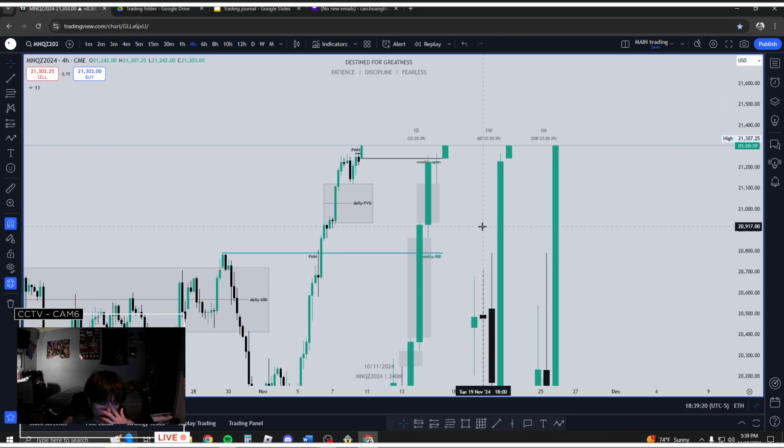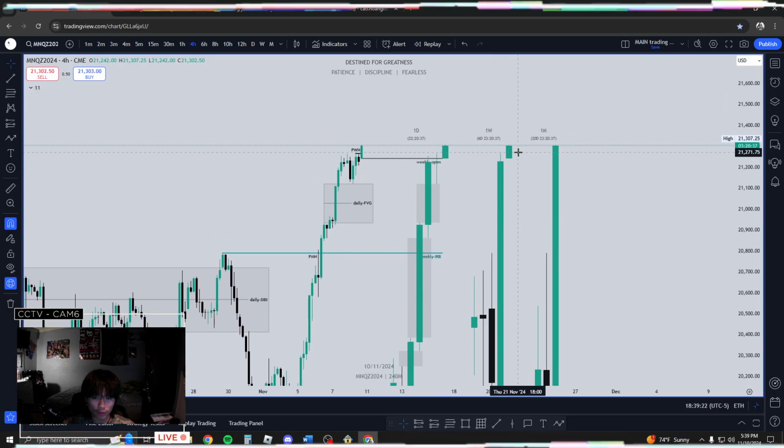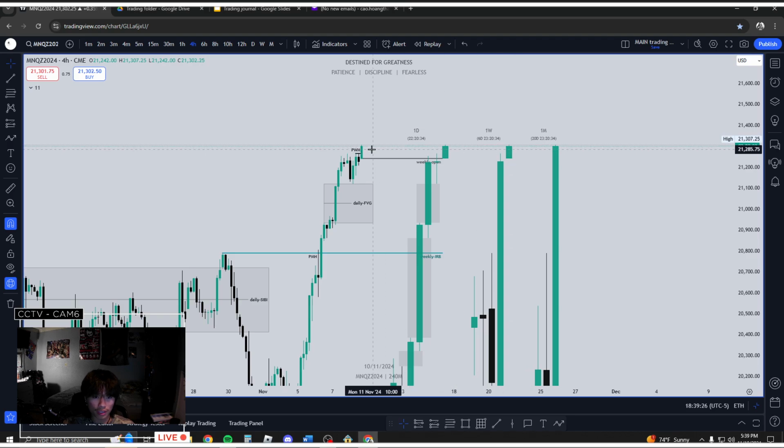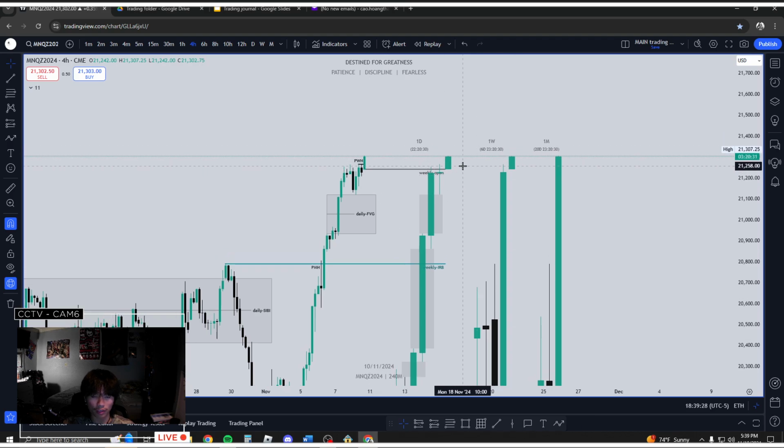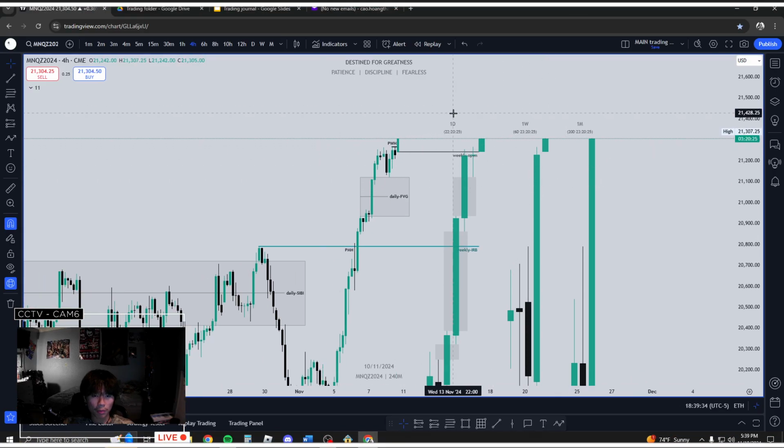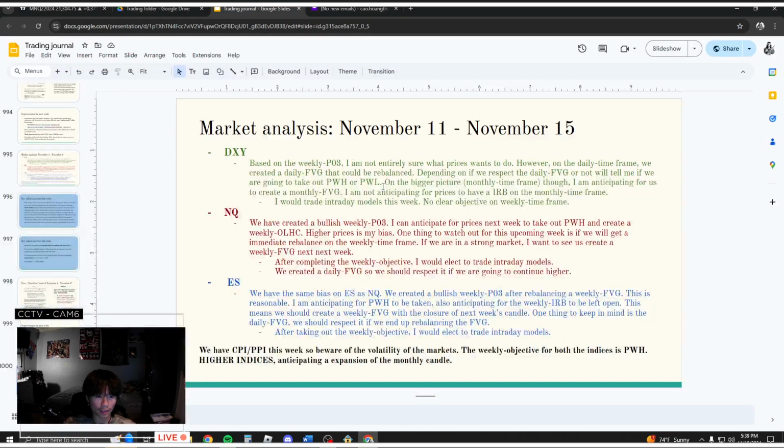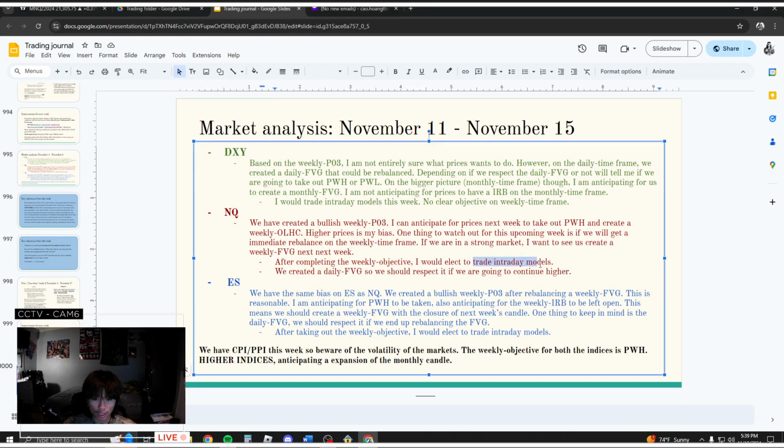On NQ, my weekly objective was for prices to take out previous week's high. However, we did that at Sunday's opening price, or at Sunday opening actually. And we just shot straight up, took out previous week's high. So what am I anticipating now? Well, after we take out previous week's high, what I would switch to is trading intraday models.